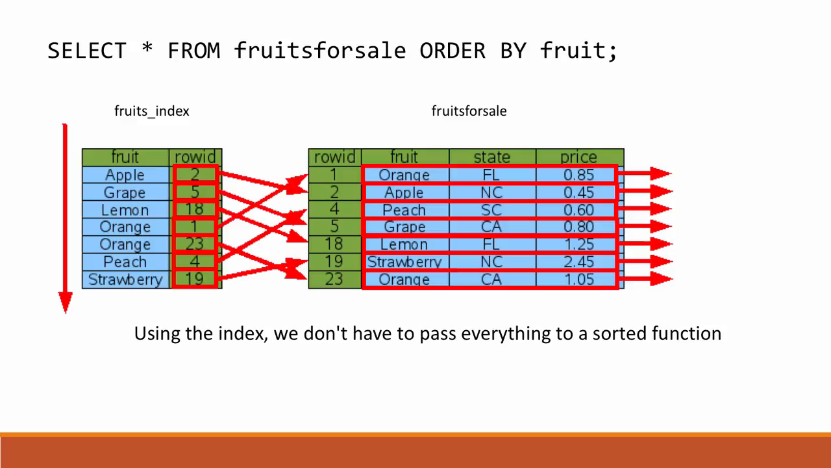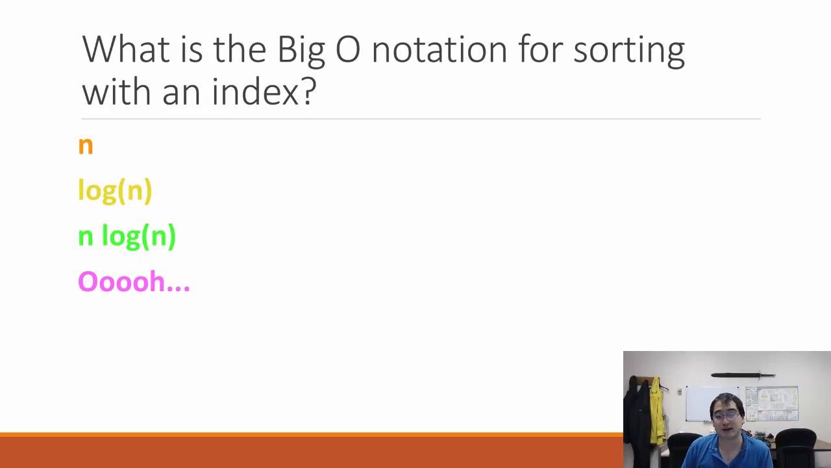All right, so with an index, what is the big O notation for sorting with an index? The answer here is n log n. What does that mean? Well, you have to go through each row in the index, so that's n, and you have to do a binary lookup for each one to figure out the associated row. That's log n, so you have to multiply those together.